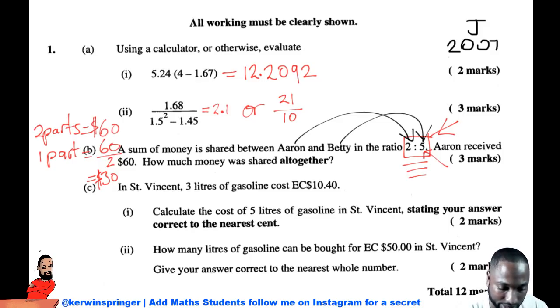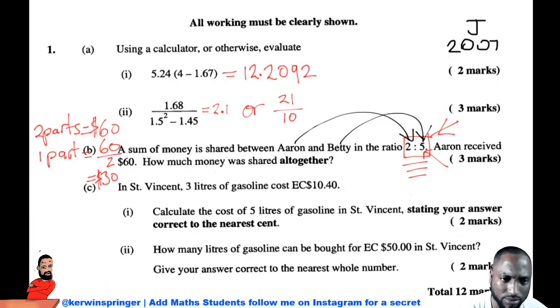Any questions? Because we're looking to move on here. Once you find for one part, remember that. Whoever is studying now, remember that. In ratio questions, your aim is normally to find for one part. And most of the time, you'll be adding up the sum of the parts in the question. So that's a little tip on ratio there.